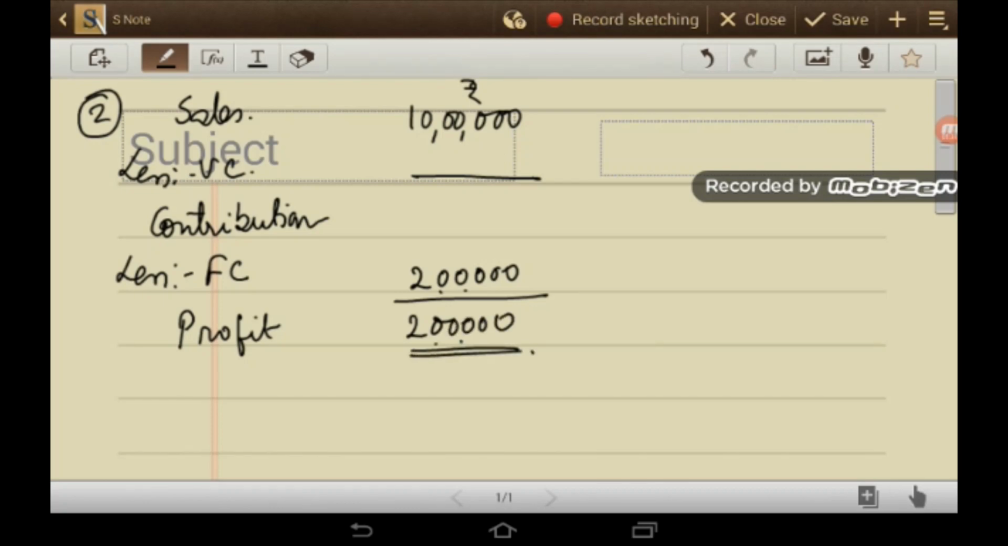So what is the amount of contribution? You have to sum total the profit amount and the fixed cost, which is equal to 4 lakh. So you need to sum up these two. And what is the amount of variable cost? Simple. 10 lakh minus 4 lakh gives 6 lakh as variable cost. So this is the income statement that you have to prepare for this type of problem. Now one by one we will solve out the PV ratio, break-even sales, MOS and MOS as a percentage of sales and the expected sales.